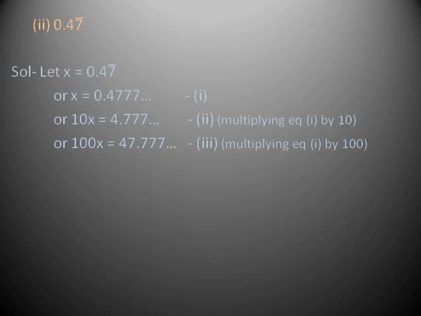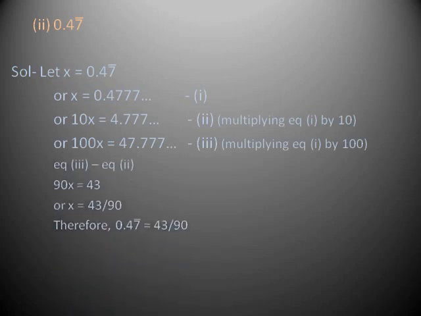Again multiplying equation 1 by 100, we get 100x equals to 47.777. Now we can see here that the decimal part in equation 2 and equation 3 are same. So on subtracting equation 2 from equation 3, we will get 90x equals to 43. Then x is equal to 43 by 90. Therefore 0.47 bar is equal to 43 by 90.